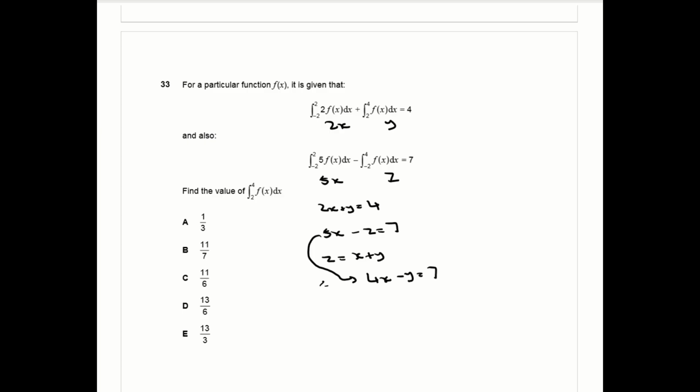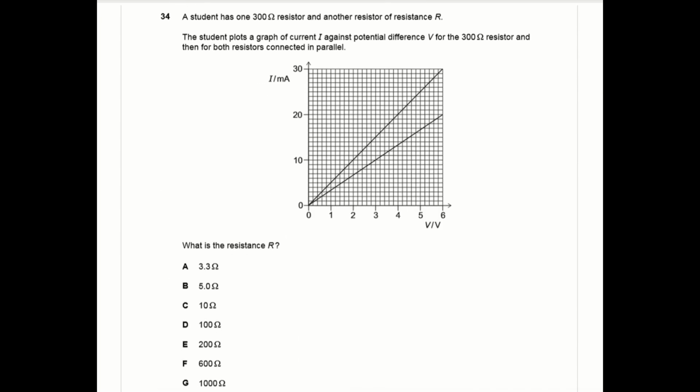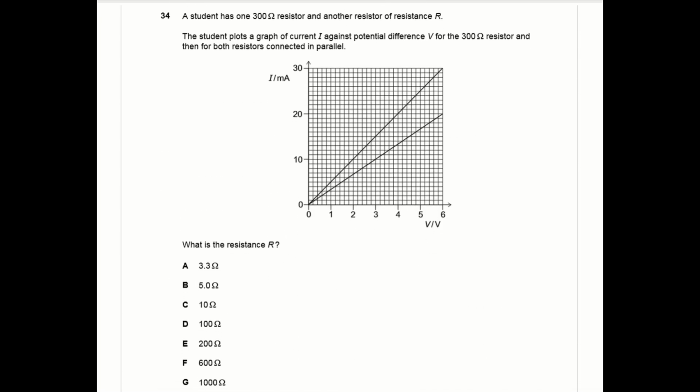But if you look at z carefully, z is just the sum of x and y, the integral from minus 2 to 2, and then the integral from 2 to 4. So you end up with 2 simultaneous equations, which you can solve, giving the value for x as 11 over 6. And if you plug this into 2x plus y is equal to 4, you get the value for y as a third.